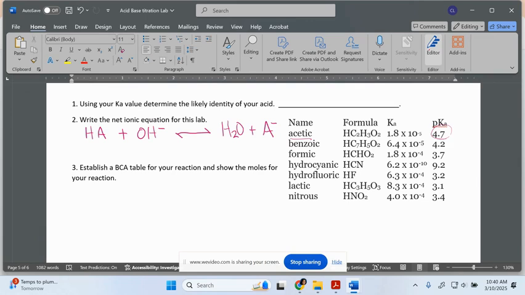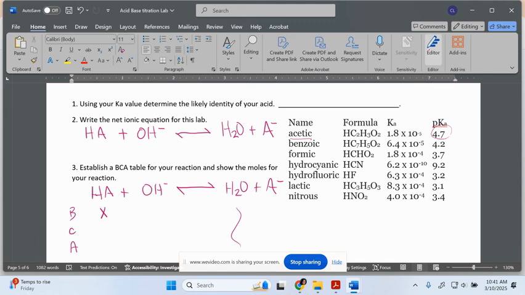our BCA table. Okay, so here is my BCA table. I'm going to have HA plus OH minus. I'm going to have water over here, and I'm going to have A minus. We don't care about this one. We're going to have BCA here. We are solving here for X. We don't know what X is.